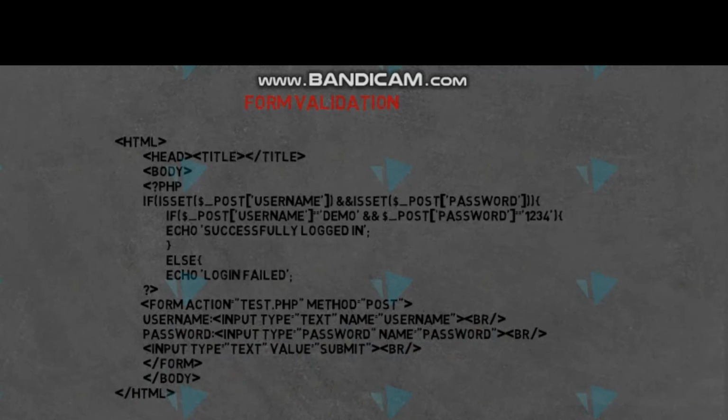In form, there are two attributes. First one is action, that is, after submitting this form, where this page will move on. That is called action. That is test.php. Then method is the post method. We are using two types of method, get and second one is post method.